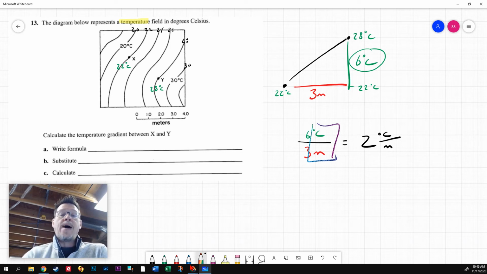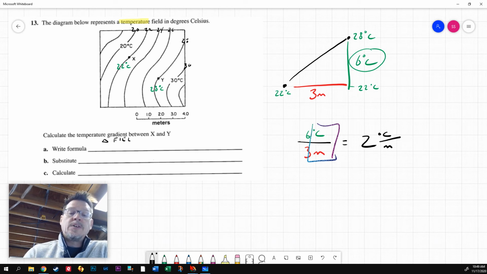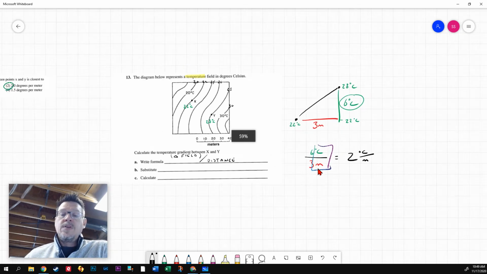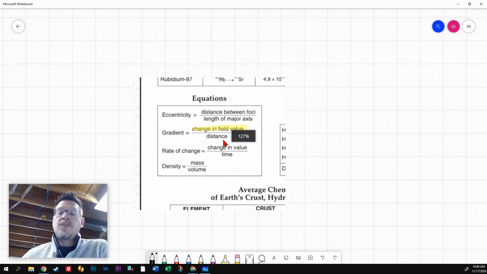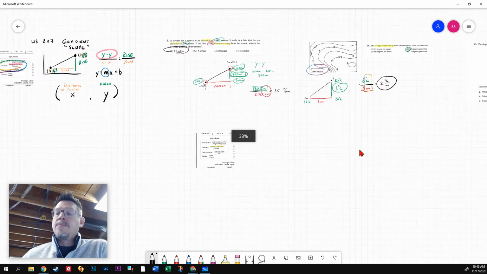Let's fill out the problem. Part A is to write the formula. So I'm going to say change in field. Actually, you know what? I'm going to make that real simple. I'm going to say change in field, a little triangle means change, and that's going to be divided by the distance. And again, that formula is on your reference tables on the front page, right inside that equations box. So if you ever forget it, you can always just look it up.